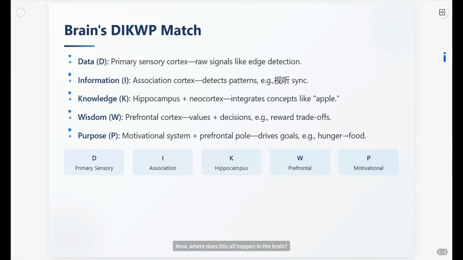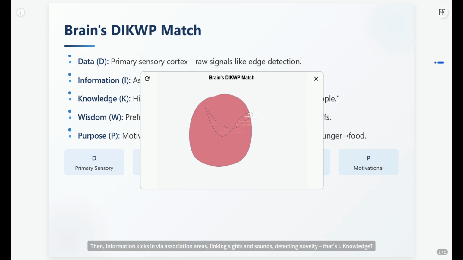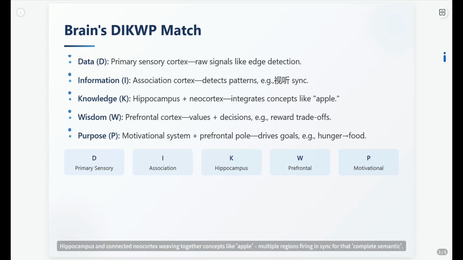Now, where does this all happen in the brain? The mapping is surprisingly neat. Raw data hits your primary sensory cortex, think visual edges, sound tones. That's D. Then, information kicks in via association areas, linking sights and sounds, detecting novelty. That's I. Knowledge: hippocampus and connected neocortex weaving together concepts like apple, multiple regions firing in sync for that complete semantic.